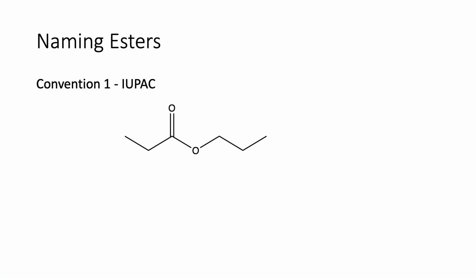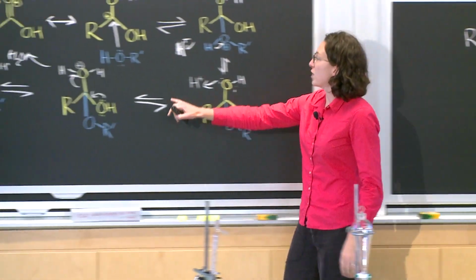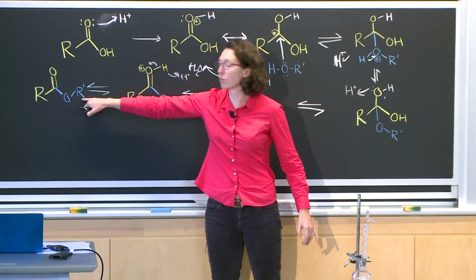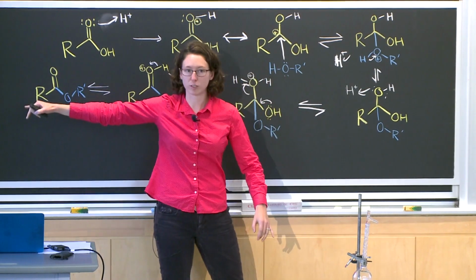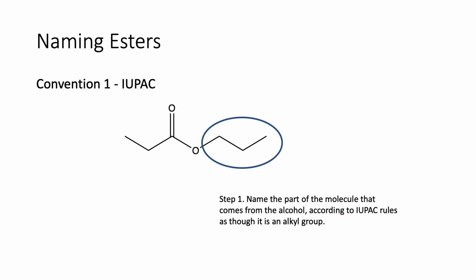Now we need to talk about naming esters, and there are a couple conventions that are used when naming esters. There's a few ways to do it. So the first one is the IUPAC straightforward way to name esters, and you start with the part of the molecule that comes from the alcohol. So if you notice over here, the blue stuff came from the alcohol, and it ends up as this group that's attached to the oxygen, not on the carbonyl side of the molecule. So you're going to start there. You'll name it as though it's an alkyl group, so something that is attached. So it'll have that YL ending, like methyl, ethyl, that kind of thing. So this is a propyl group.